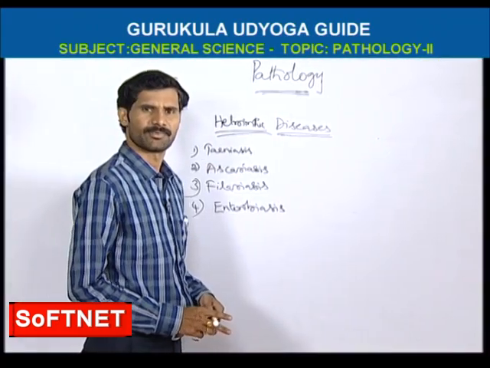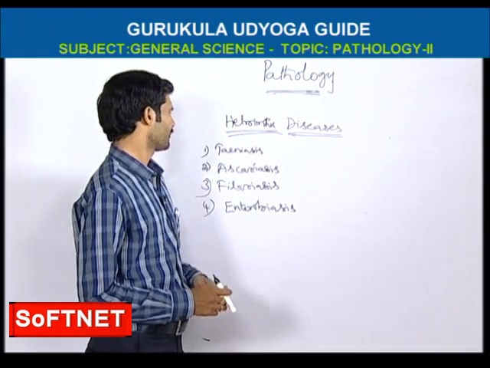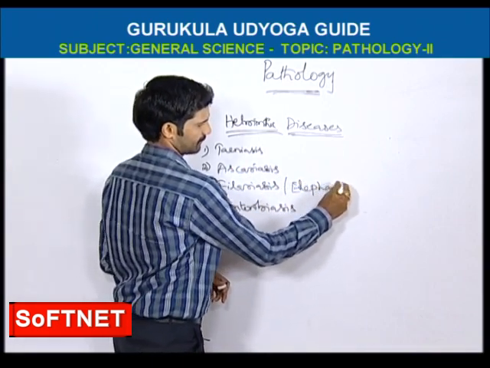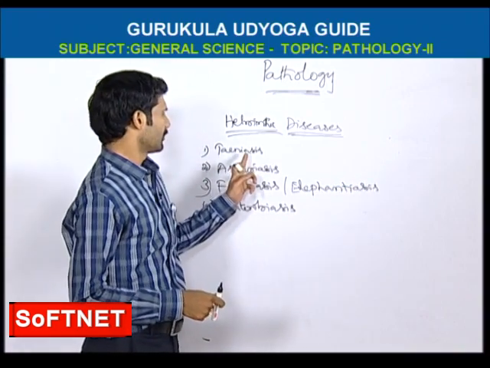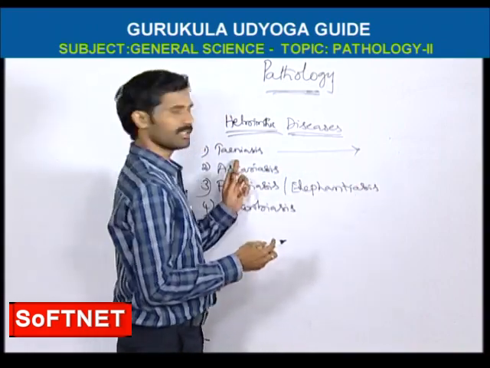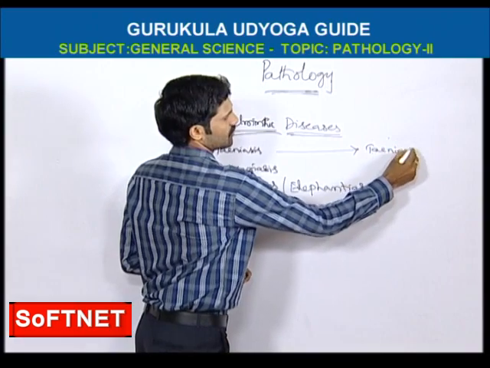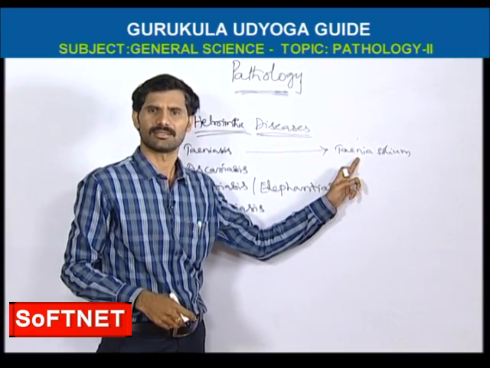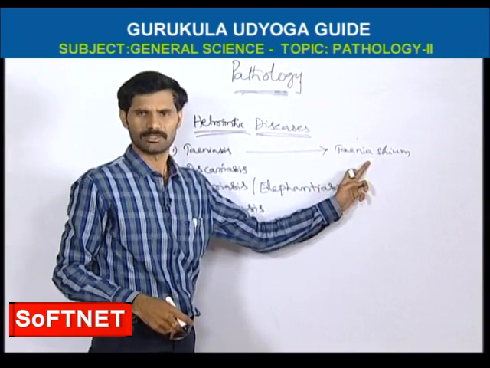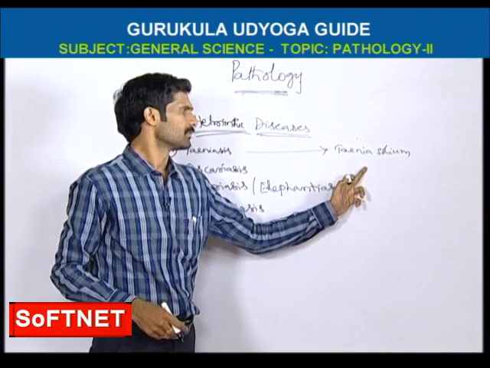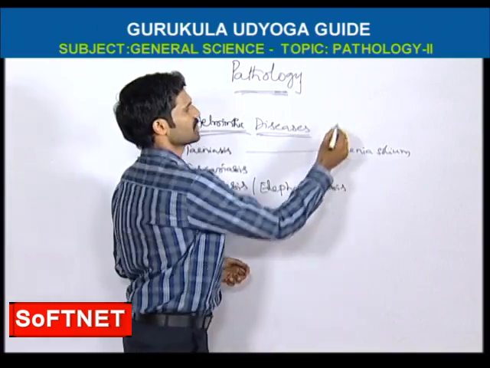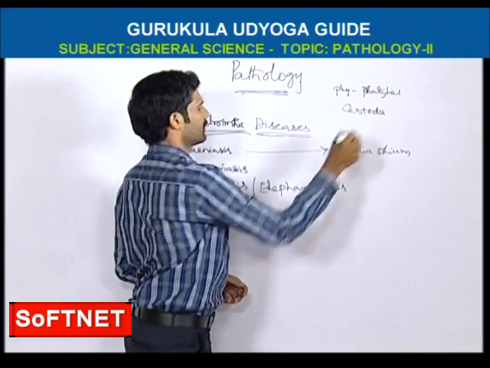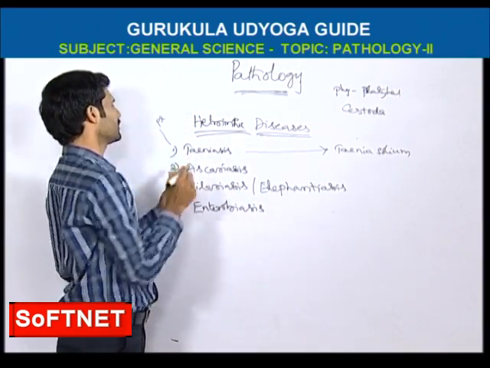Next to helminthic diseases. Important helminthic diseases are teniasis, ascariasis, and filariasis, also called elephantiasis. First, teniasis. It is caused by Taenia solium, which belongs to the phylum Platyhelminthes. Body is flat, one of the important invertebrate phyla. Taenia solium belongs to class Cestoda and phylum Platyhelminthes. That's why it is a platyhelminthic parasite.